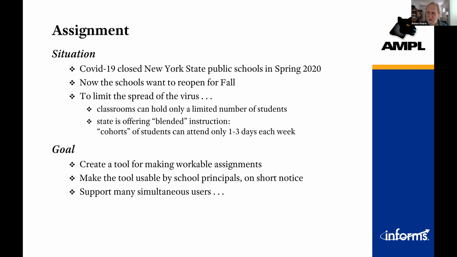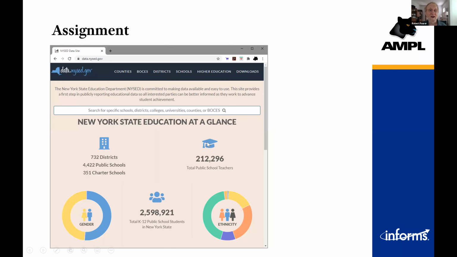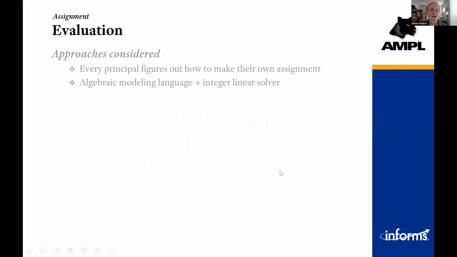So this is not something that's done at a statewide or a citywide level. Each school has to worry about how to schedule its students, and this reflects the general decentralized nature of education in the U.S., and it has to support all these many people at the same time. To give you an idea, there are 2.5 million students in the public schools in New York State, in over 4,000 public schools. So it's a lot of people who could be potentially trying to use this.